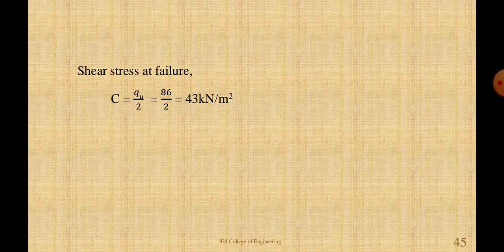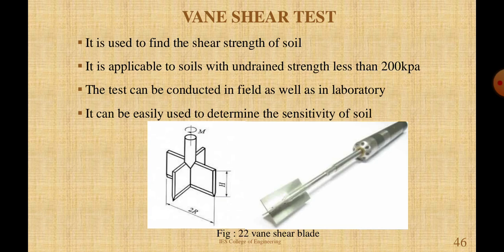Therefore, shear stress at failure C is equal to Qu by 2, which is 86 by 2, equal to 43 kilonewton per meter square. Now, the last test for measuring the shear strength is the Vane shear test. It is used to find the shear strength of soil, applicable to soil with undrained strength less than 200 kilopascal, and the test can be conducted in the field as well as in the laboratory. It can be easily used to determine the sensitivity of a soil.